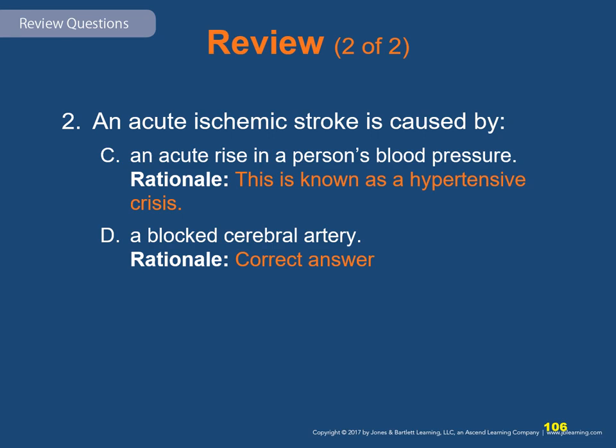An acute ischemic stroke is caused by, let's look at these last two answers. C states an acute rise in a person's blood pressure. That's not the cause of an ischemic stroke. An acute rise in a person's blood pressure is actually known as a hypertensive crisis. D would be a blocked cerebral artery. That's the correct answer because that is what causes an ischemic stroke.